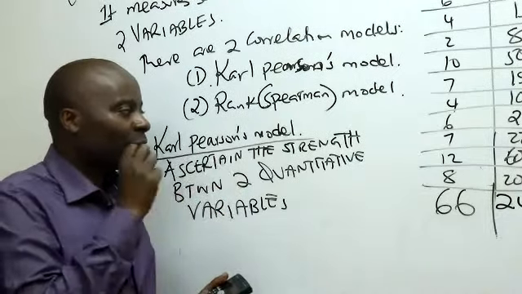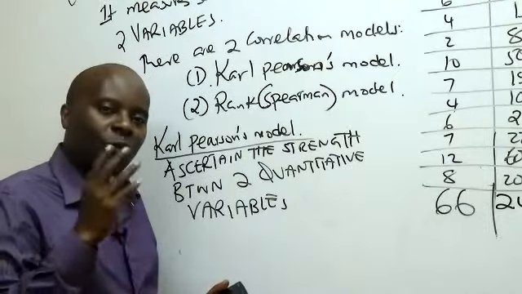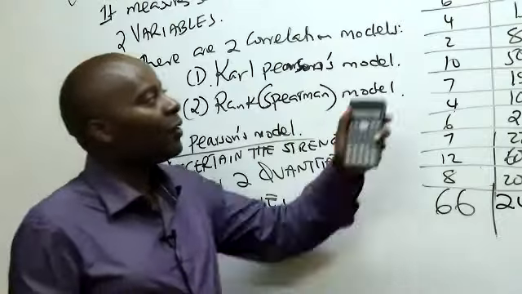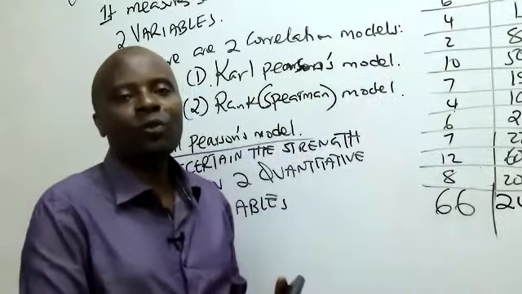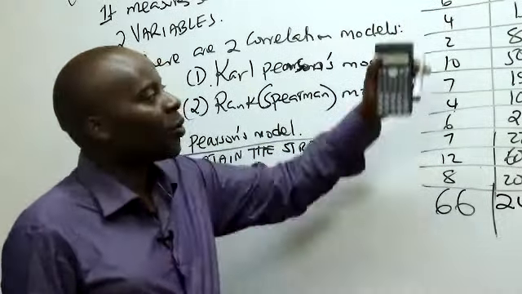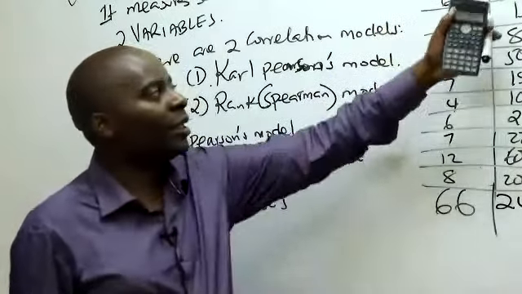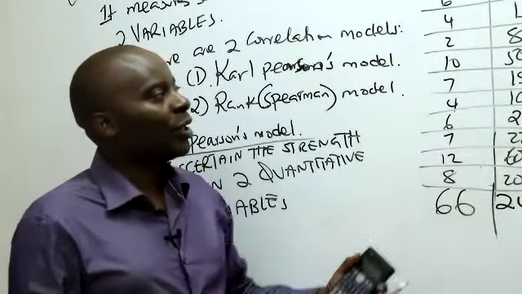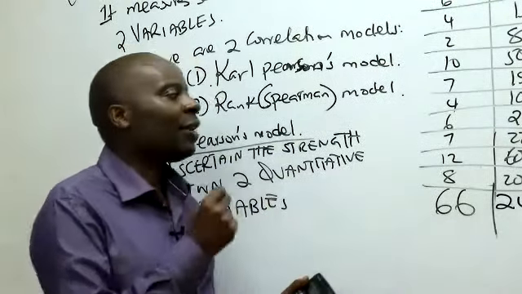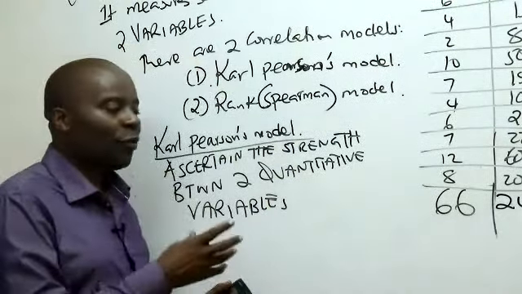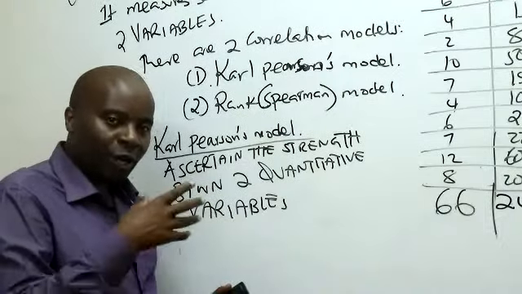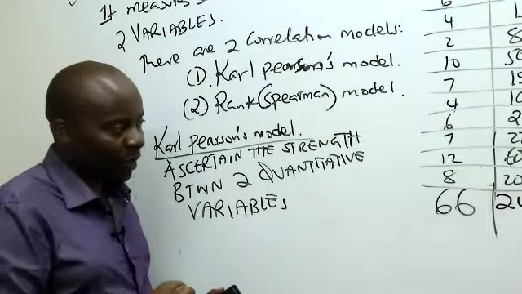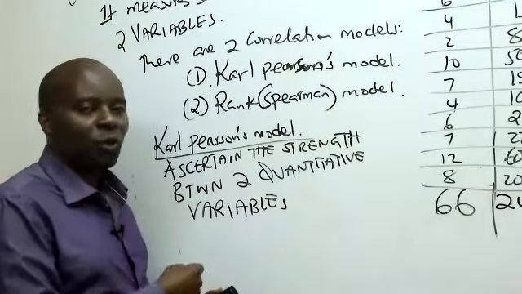Weigh myself. So when you want to get the numerical strength between two quantitative variables, like here we have years of experience. Years, of course, you count the number of years. So these are quantitative variables. And the sales is money, you count. So the very best thing for you to do if you want to see how closely those variables are related is to measure their strength, the bond between them, using Karl Pearson's model.